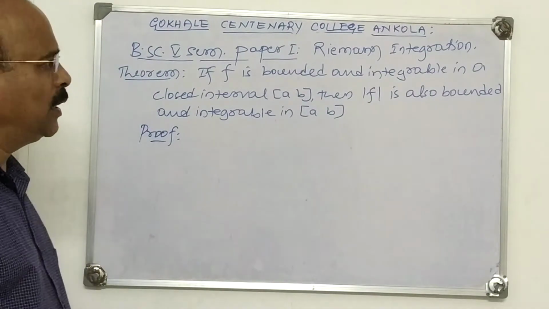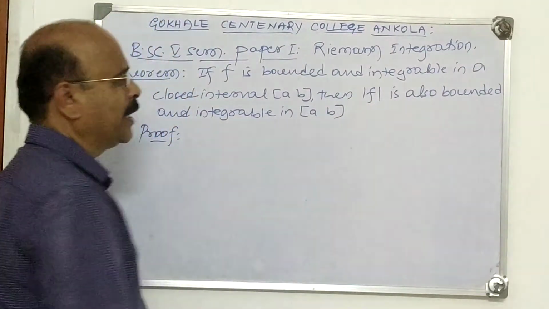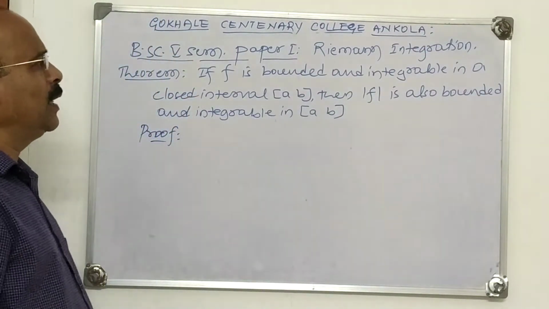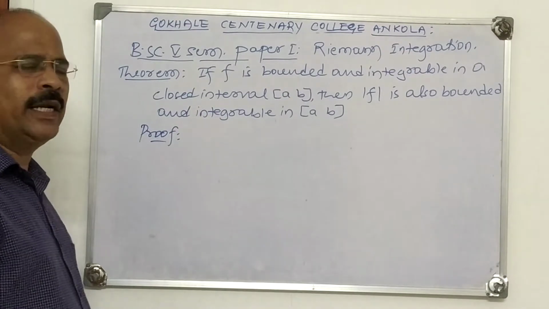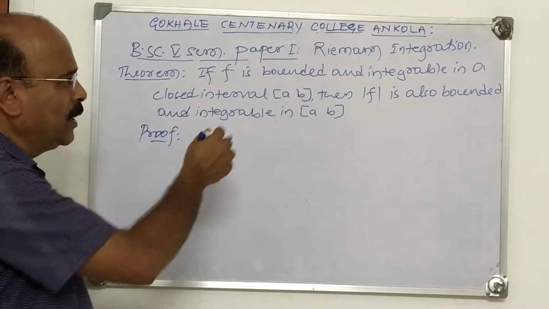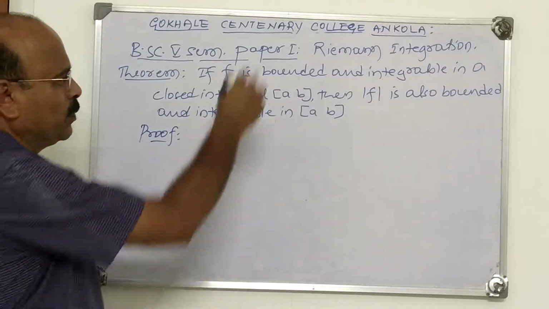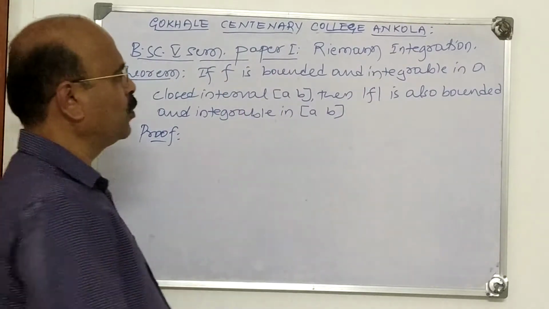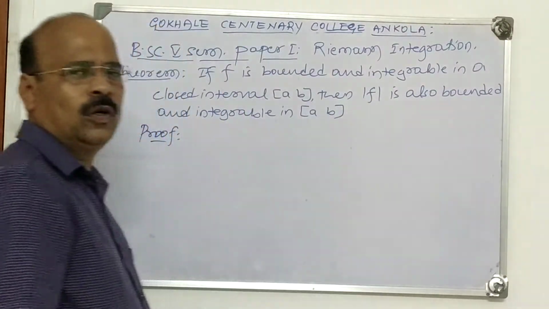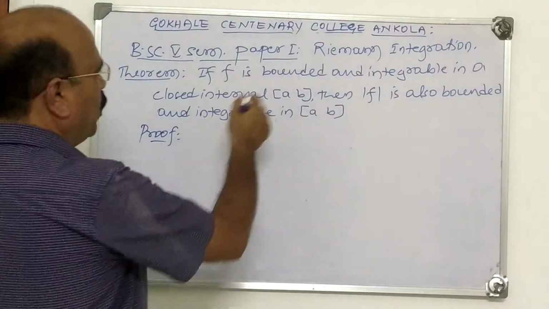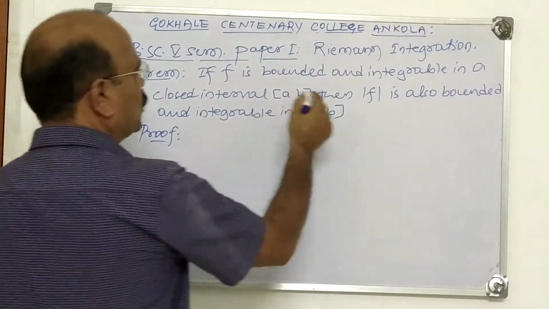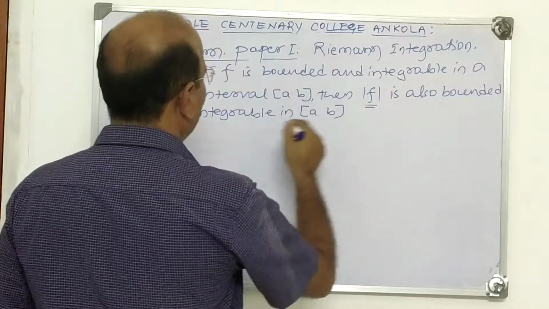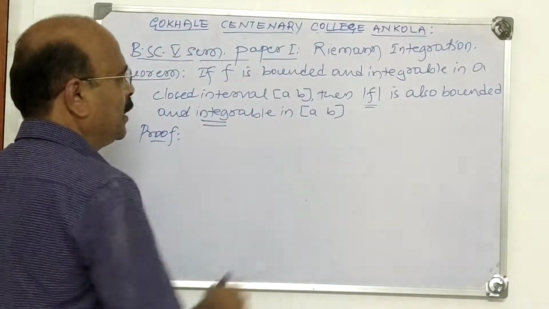What is the converse? If mod f is bounded and integrable in AB, then f is also bounded and integrable in AB. It is not always true. First we prove this theorem, and to prove that the converse is not true, we take one example. Now how to prove this one? First, you have to prove that mod f is bounded. Second, mod f is integrable.